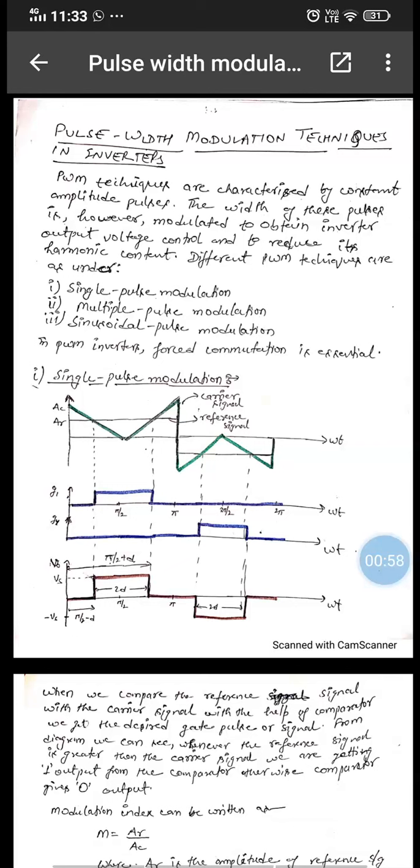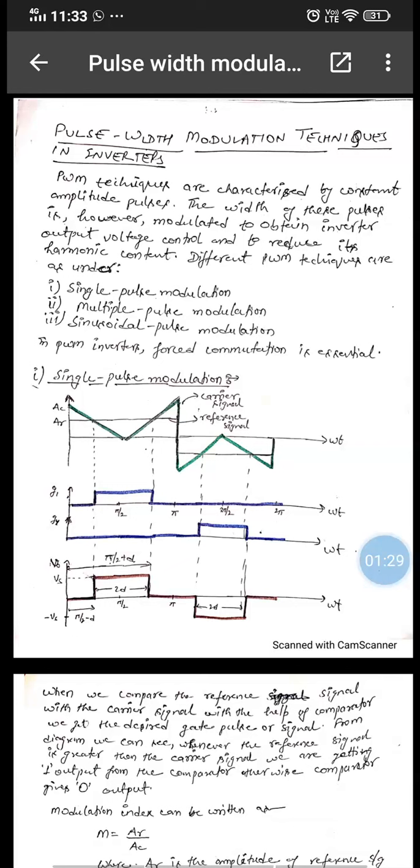So, what are these? PWM techniques are characterized by constant amplitude pulses. The width of these pulses is however modulated to obtain inverter output voltage control and to reduce its harmonic content. So basically, we are using it to reduce the harmonic content in the inverter.